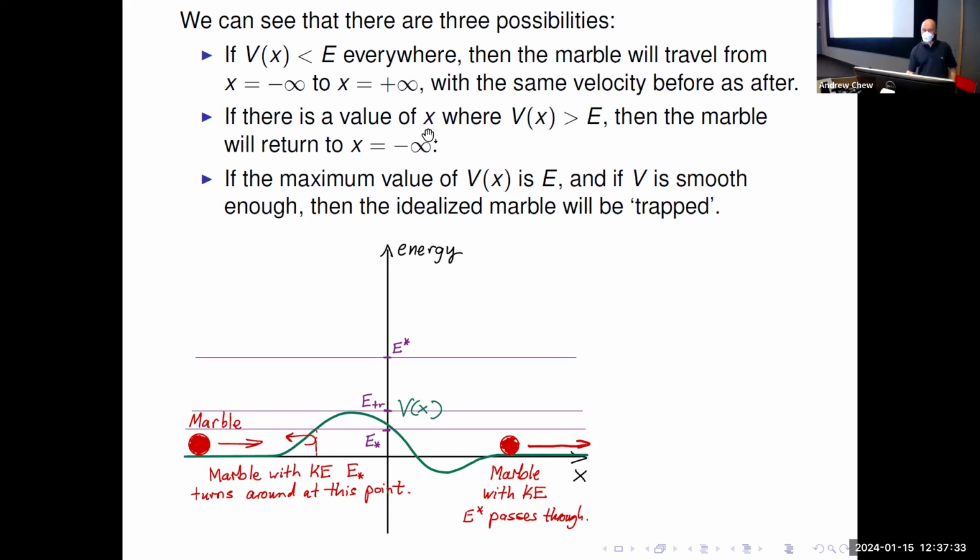Then, as you'll notice, there's an intermediate case. If the maximum value of V is exactly E, and assuming V is smooth enough, then this idealized marble will actually be trapped. So it will reach the top of the hill, if you like, but at zero velocity, and there it will stay. That's a very unstable situation, and in practice unlikely to be observed, but that's a theoretical possibility.